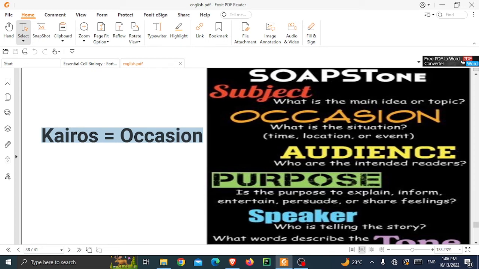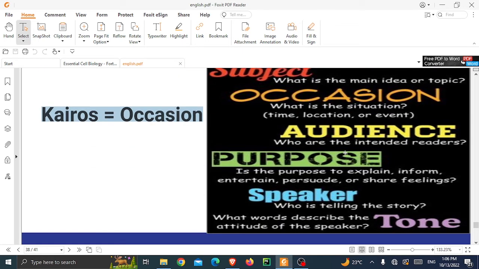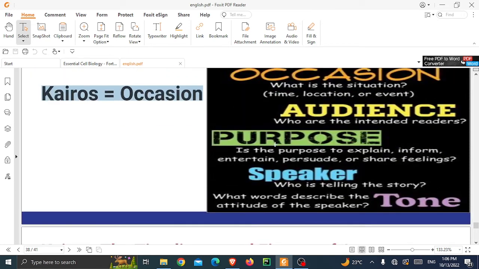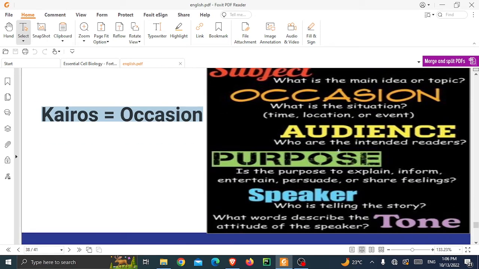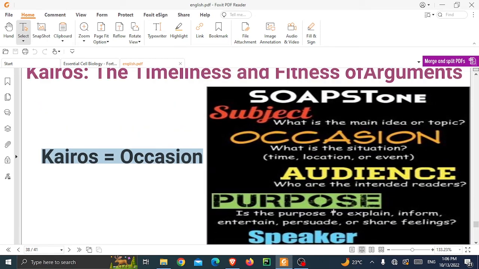And if we continue on the rest of the SOAPSTONE, the A represents the audience. Who are the intended readers? And we have the P, which represents the purpose. What is the purpose of the essay? Is it to explain something, to clarify something, to inform, etc.? And we have S, the speaker, who is telling the story. Is he a businessman, an author, etc.?